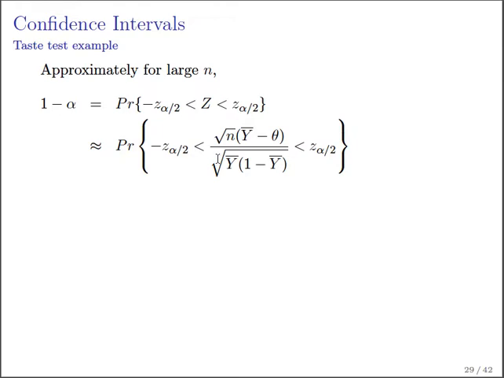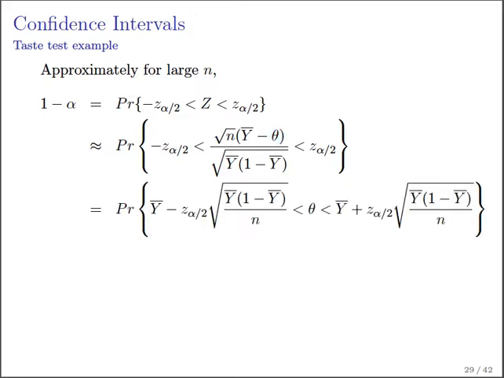And so then you know how it goes. You substitute in the test statistic z, and then do a little bit of algebra to isolate theta and get theta in the middle. You multiply all three terms by the square root of y bar times 1 minus y bar, and then multiply through the square root of n and subtract square root of n y bar from all three terms and so on. After about 4 or 5 steps, you arrive with theta in the middle of the interval. And that interval is the confidence interval. You can talk about it as y bar plus or minus z alpha over 2 times the square root of y bar times 1 minus y bar over the square root of n, if you wanted to.